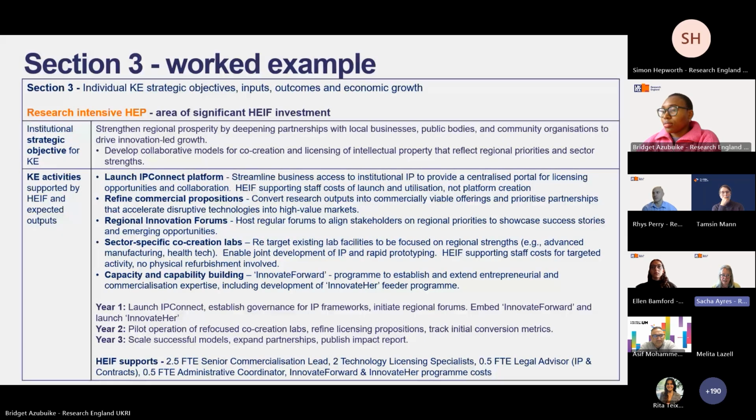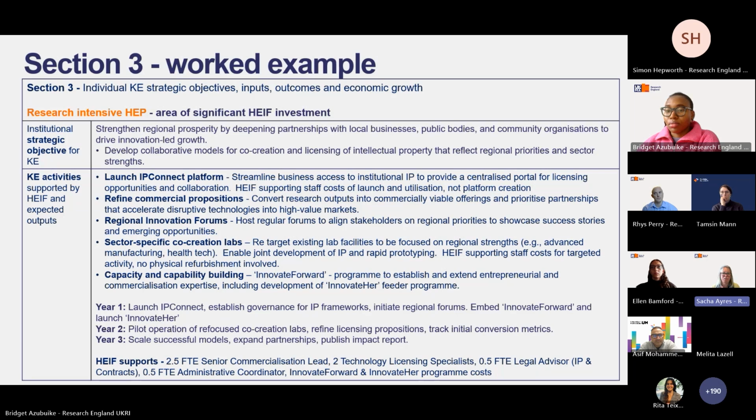And then in the next box, they've gone on to set out the activities that HEIF will be used to support and the outputs to be achieved. So this provider, in this example, has a range of external and internal facing activity areas that combine to support the objective. Again, I can't say this strongly enough.